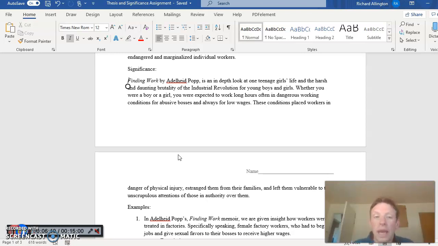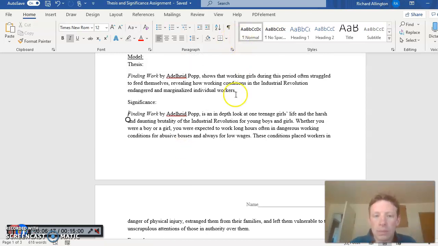So you can see here how, again, it's the thesis statement, but it's expanded. So when you talk about the significance, you want to expand this section of your thesis statement. How were they endangered? How were they marginalized? And talk more generally about how the Industrial Revolution changed society.